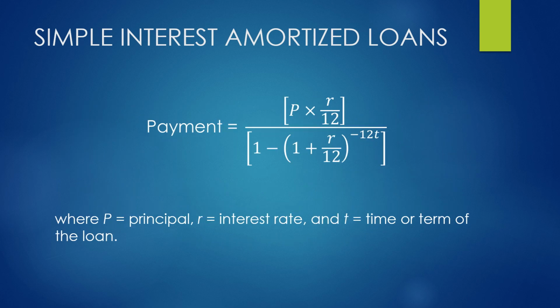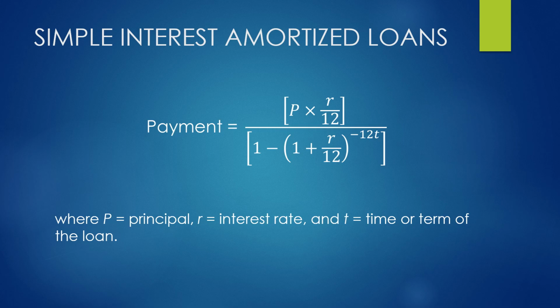Here is your formula. I know it looks really intimidating, but I promise you'll get the hang of it, and like I said, this one is not the one that people seem to have problems with on the test. The hardest one on the test seems to be the 5.2. So simple interest amortized loans. This is how you calculate the payment.